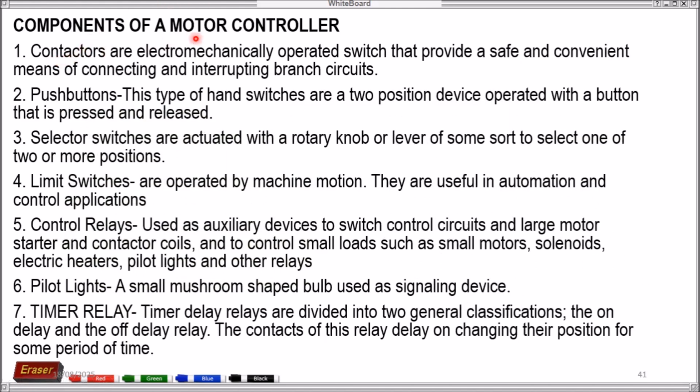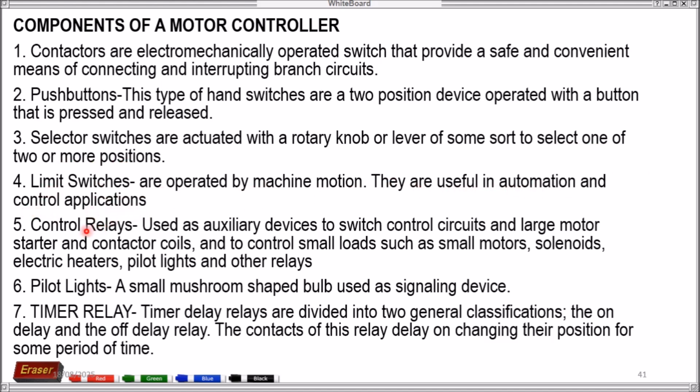Okay, so the components of a motor, so main motor controller pala. So mainly we have a contactor, so these are electromechanically operated switches that provide a safe and convenient means of connecting and interrupting branch circuits. Then buttons, so these types of switches are a two-position device operated with a button that is pressed and released. Then selector switches are actuated with a rotary knob or a lever of some sort to select one or two or more positions. The limit switches, so these are operated by machine motion, so they are useful in automation and control applications.